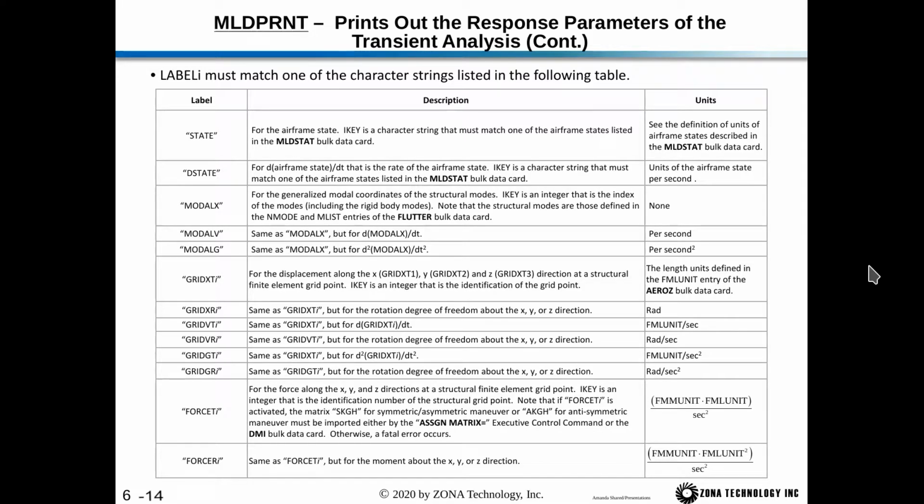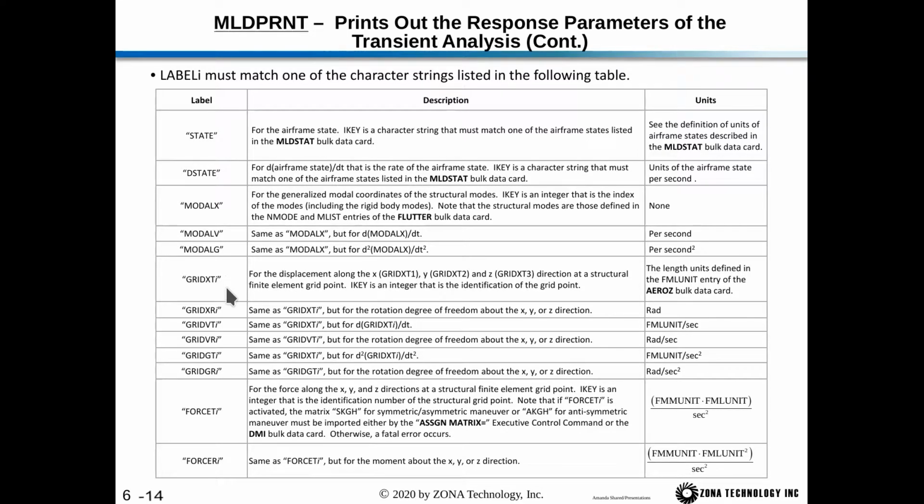And this is a table of what the label and I key can be to define the parameters. This is much like the ASC Sensor 1 card. So we have state and D-state to output airframe state or the time derivative of the airframe state, and I key is a character string that matches one of the airframe states. Modal X, modal V, and modal G allow you to output the generalized modal coordinates, velocity or acceleration. I key is the integer of the index of the mode, which includes the rigid body modes.